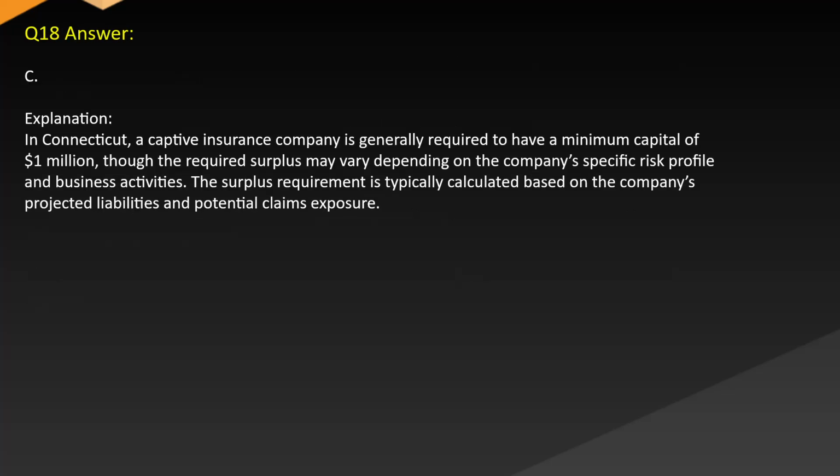Answer C. Explanation. In Connecticut, a captive insurance company is generally required to have a minimum capital of $1 million, though the required surplus may vary depending on the company's specific risk profile and business activities. The surplus requirement is typically calculated based on the company's projected liabilities and potential claims exposure.